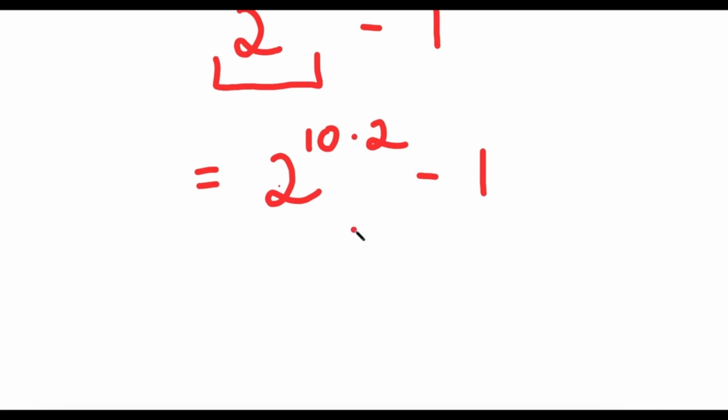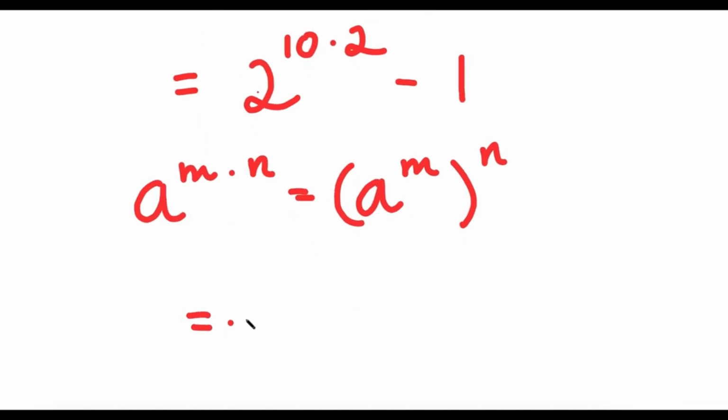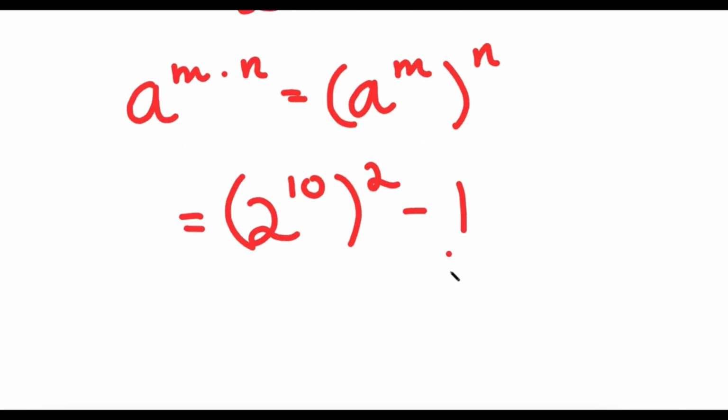And if I have something in the form a to the power of m times n, this is equal to a to the power of m to the power of n. So 2 to the power of 10 times 2 is equal to 2 to the power of 10 to the power of 2. And I have this minus 1.